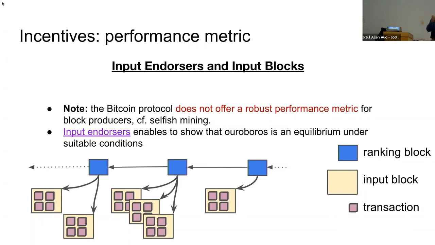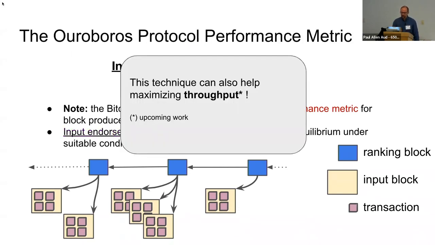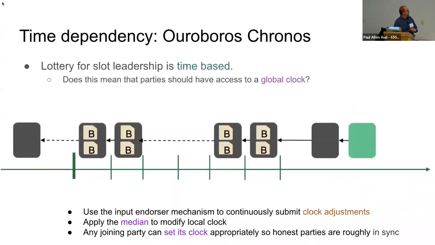This is also illustrated very nicely in the classic result by now of selfish mining, and using this concept of input endorsers, as we showed in our 2017 paper, it is possible to show that the protocol is an equilibrium under certain plausible assumptions about the utility of the participant. A very interesting observation here is that we can also use the same technique to maximize throughput, and that's upcoming work that we should be completing anytime now.